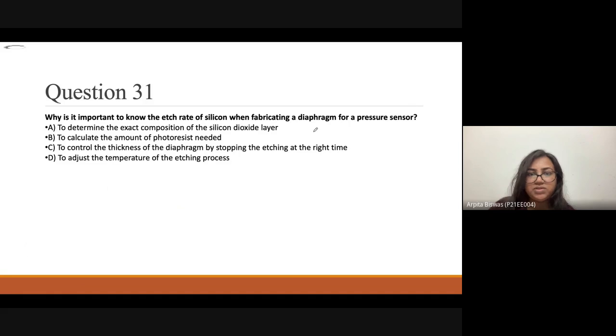So next, move to question number 31. This is the last question. Why is it important to know the etch rate of silicon when fabricating the diaphragm for a pressure sensor? The first option is to determine the exact composition of the silicon dioxide layer. The second option is to calculate the amount of photoresist needed. The third option is to control the thickness of the diaphragm by stopping the etching at the right time. And option D is to adjust the temperature of the etching process. So please go through the question carefully and then try to give the right answer.